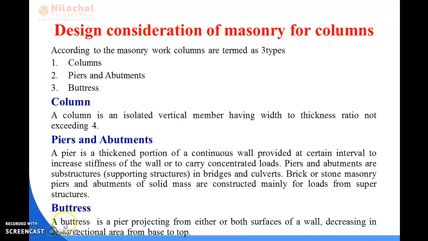Then buttress. A buttress is a pier projecting from either or both surfaces of a wall, decreasing in cross-sectional area from the base to top. So today, this much.